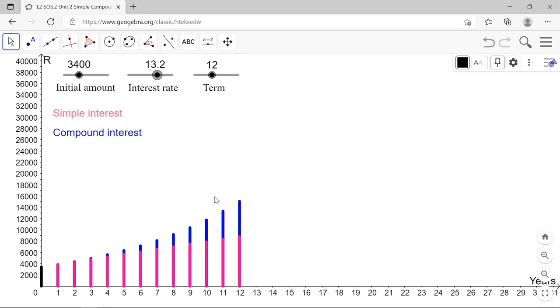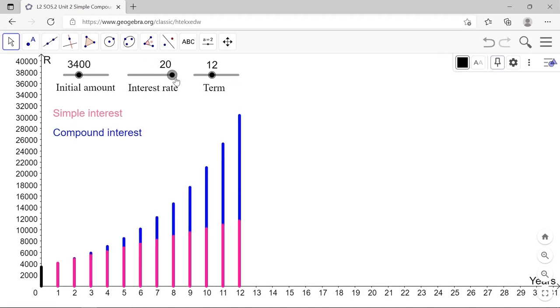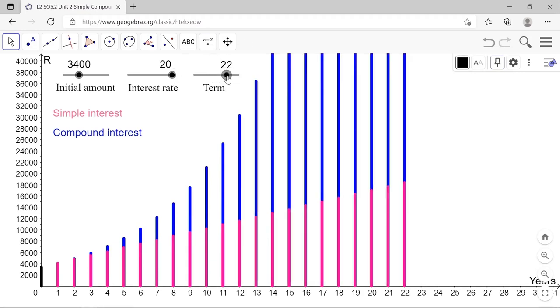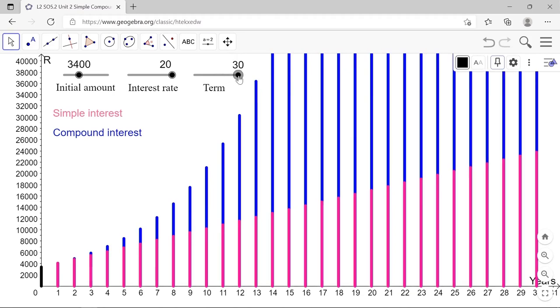So there's definitely a huge difference in your money when it's invested on a compound interest rate versus a simple interest rate. Of course, if you change your interest rate, you will be able to see that change even bigger. And if you changed your term, we will see that even more substantially. So the longer you invest that money at a compound interest rate, the higher your accumulated amount is going to be, much higher than simple interest.